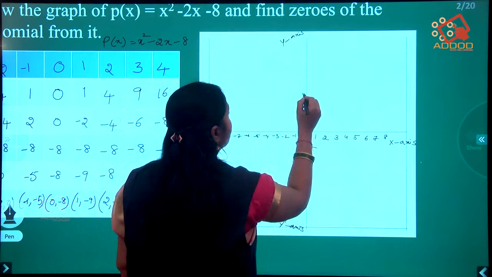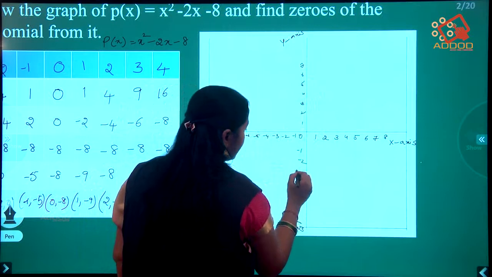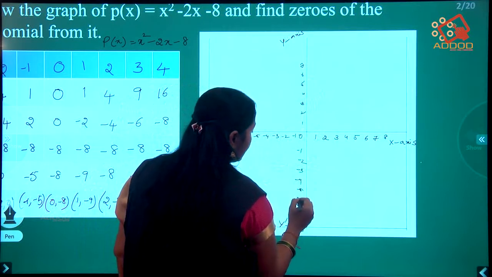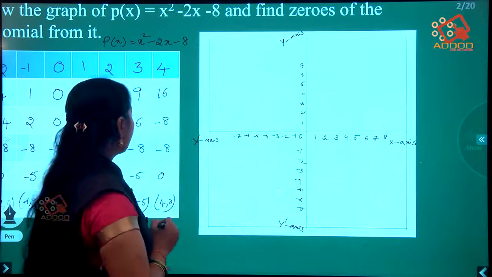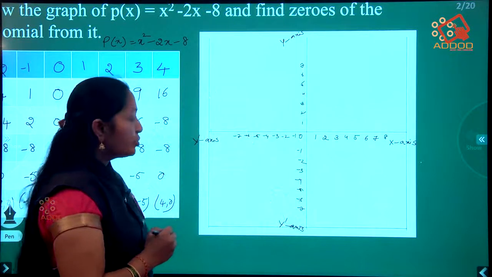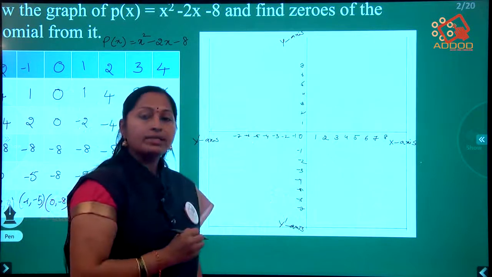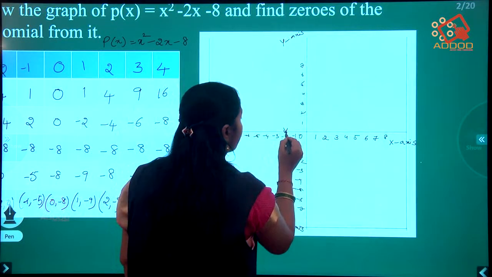Positive y-axis here, and here it is the negative y-axis. And what you have taken, we need to mention, very important. Now see, the first point is minus 2 comma 0. Minus 2 comma 0 means the y-value is 0, so it must be on the x-axis.